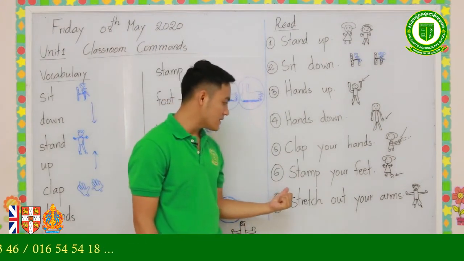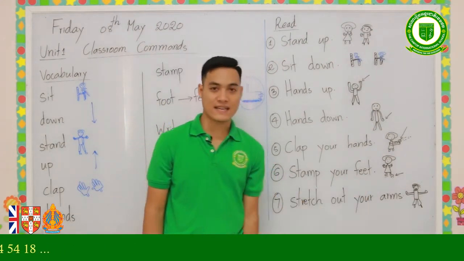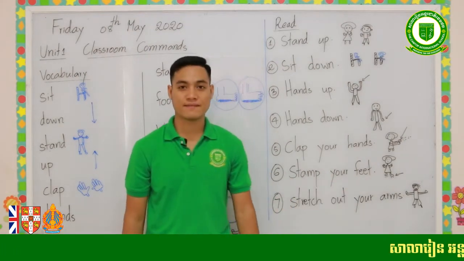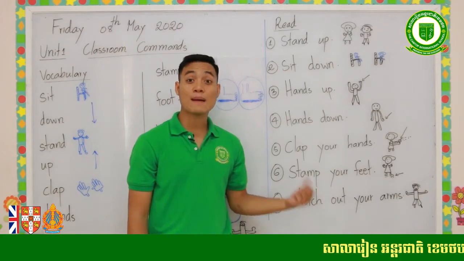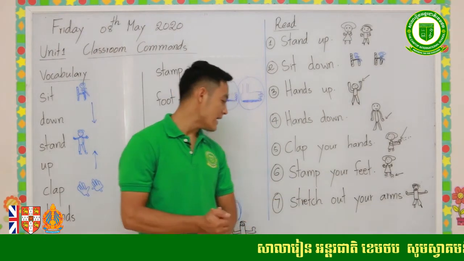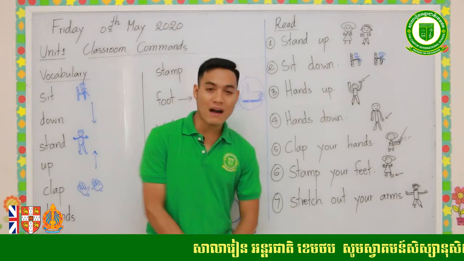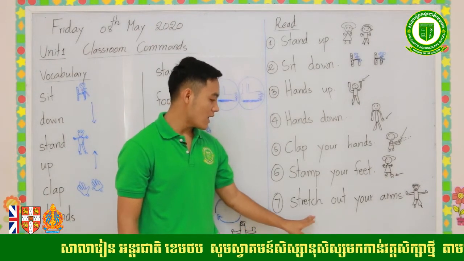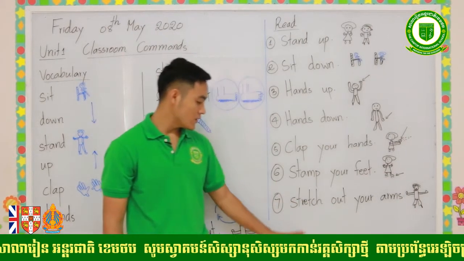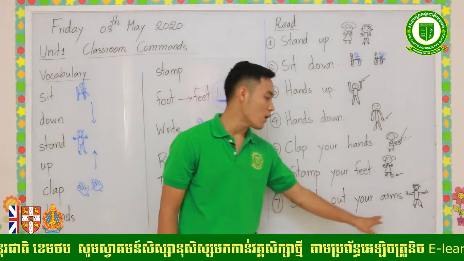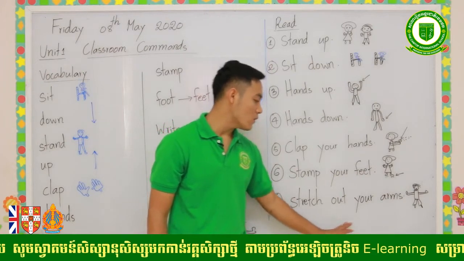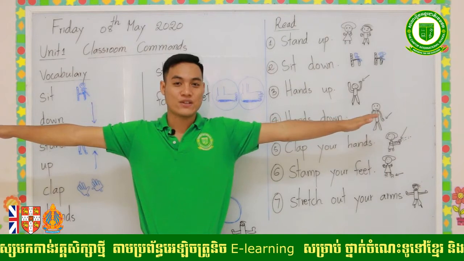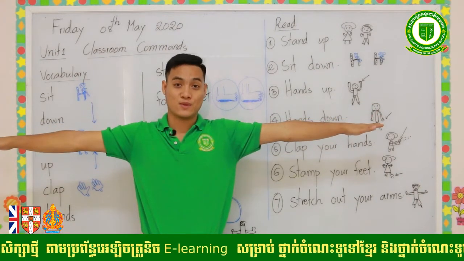And number six is stomp your feet. Again, stomp your feet. Okay? And the last one of the commands that we're going to learn today is stretch out your arms. Stretch out your arms like this. Okay, stretch out your arms.